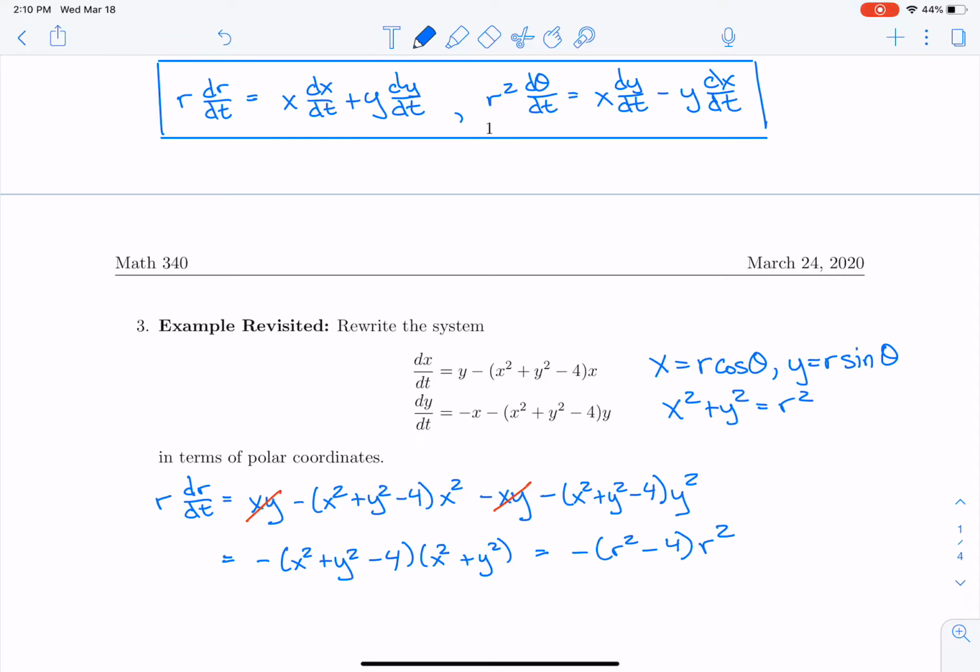Oh, now we can solve for dr/dt. So dr/dt, dividing by r, is minus r times r squared minus 4. And that equation is completely in terms of just r.